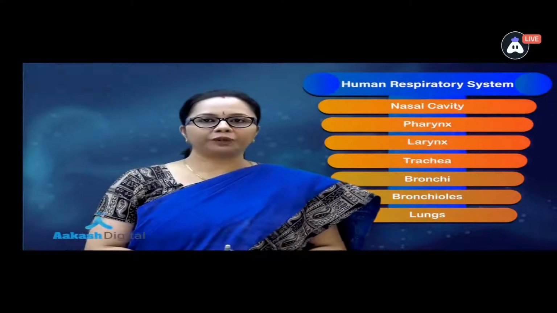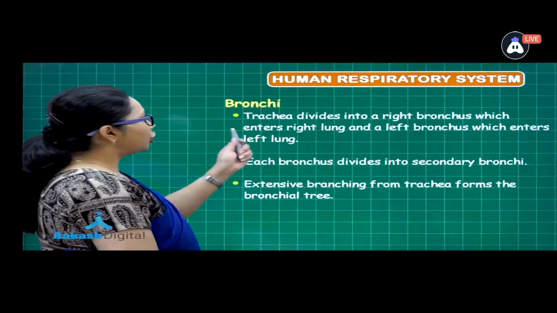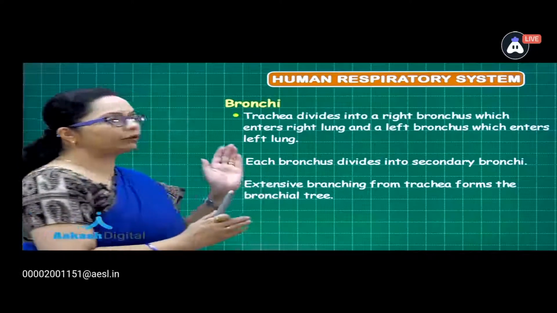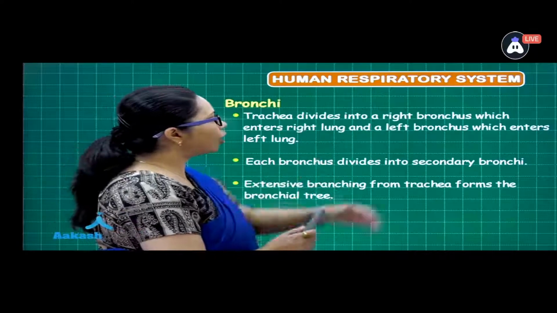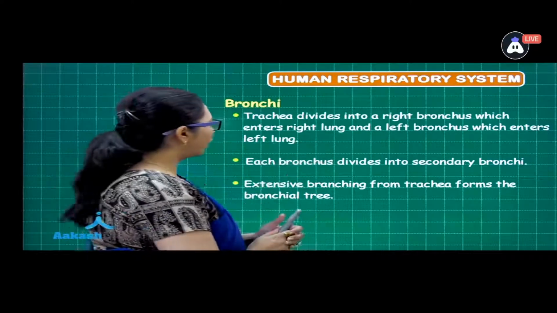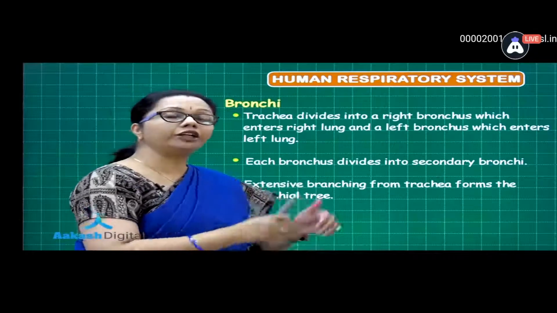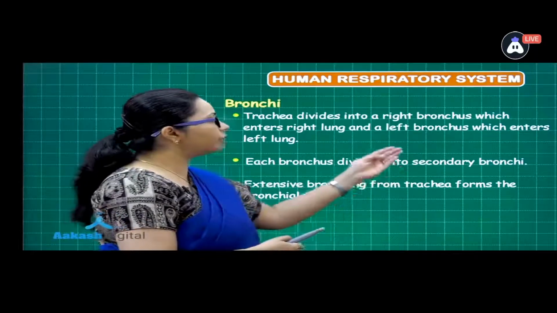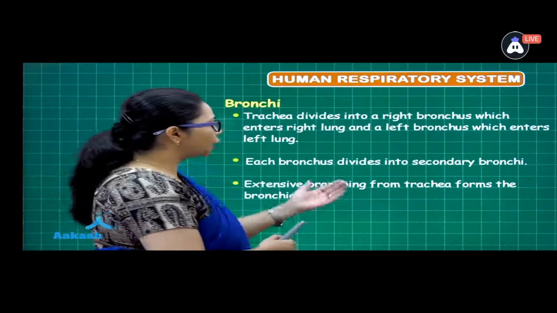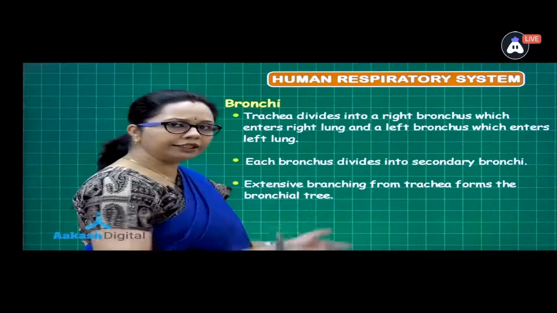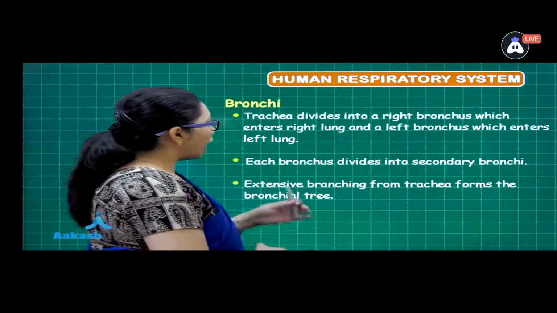The next part of the respiratory tract are the bronchi. Now the trachea divides into the right bronchus, which enters the right lung, and the left bronchus, which enters the left lung. And each bronchus, once it has entered into the lung, it divides further to form secondary bronchi, which will divide to form tertiary bronchi, and so on.